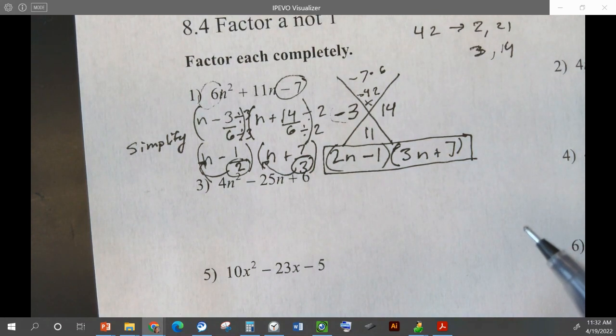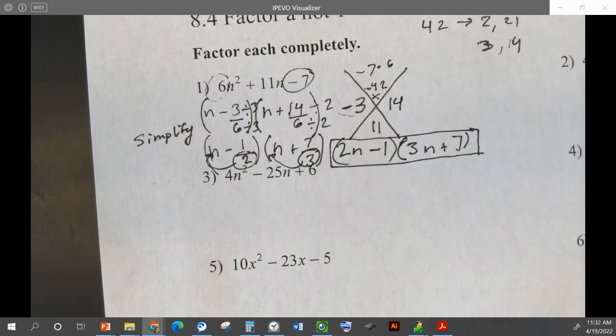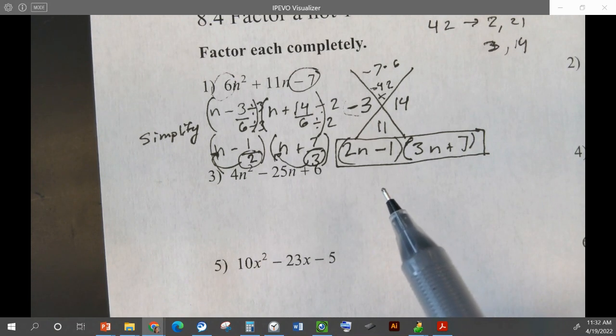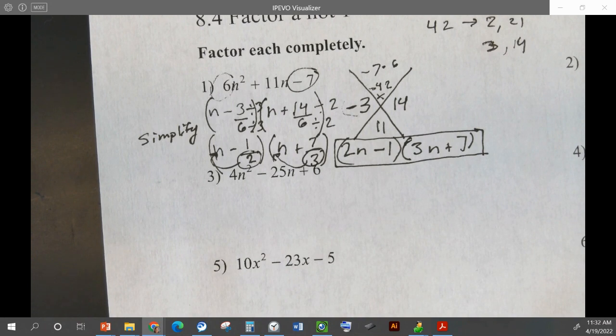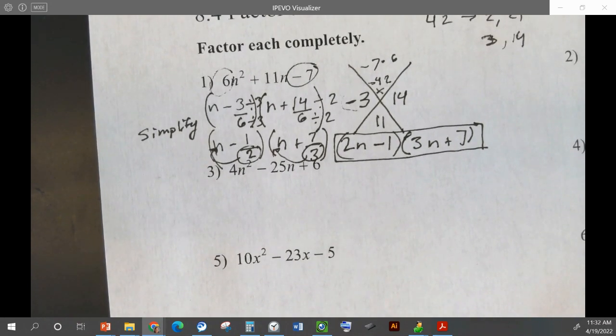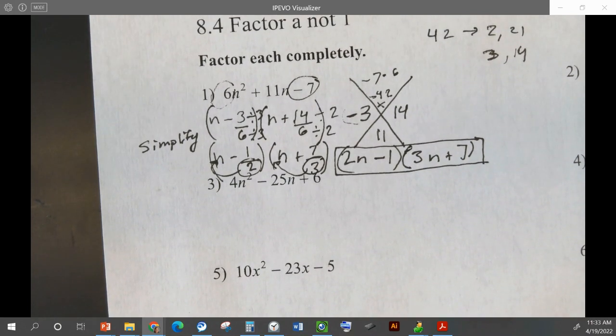Questions on the number one, the first one? Ethan, did you get something different? Are you okay? So where did we do it differently? Is it okay? Okay, all right. Yeah, let me know if I'm doing something wrong so we don't all do it wrong together.